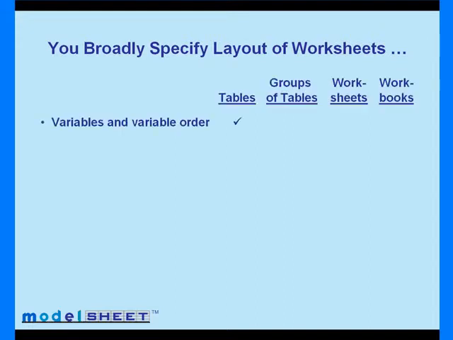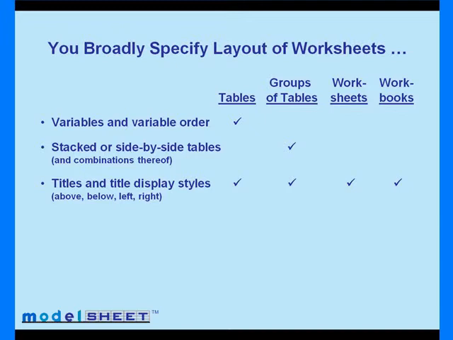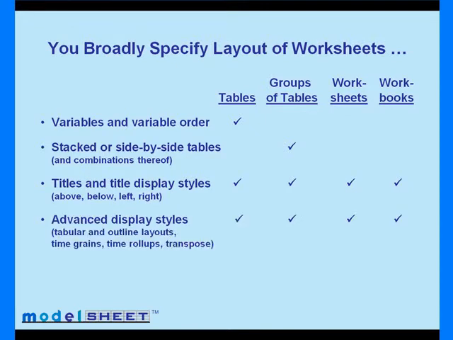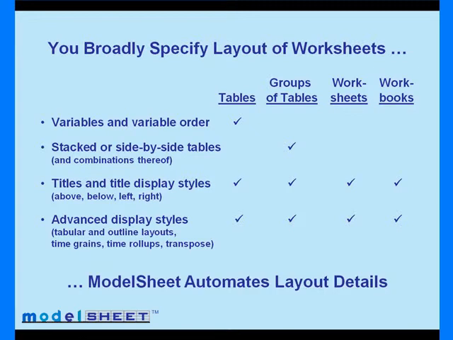For example, for each table, you specify which variables appear and in what order. You specify how the tables are positioned, for example, stacked vertically or side by side. You can put titles in many places, and you can apply some advanced display styles. ModelSheet automates the remaining layout details. This greatly simplifies authoring and editing of models.